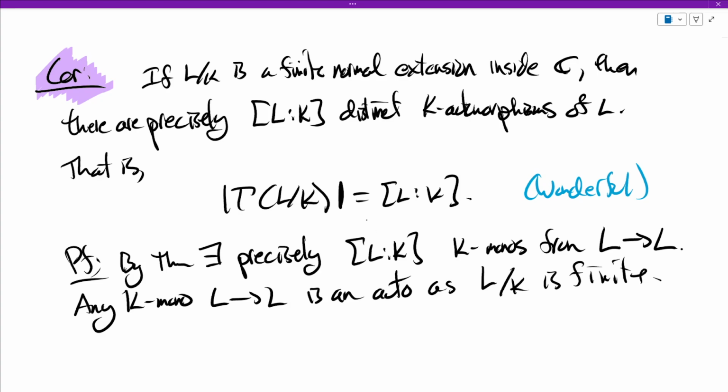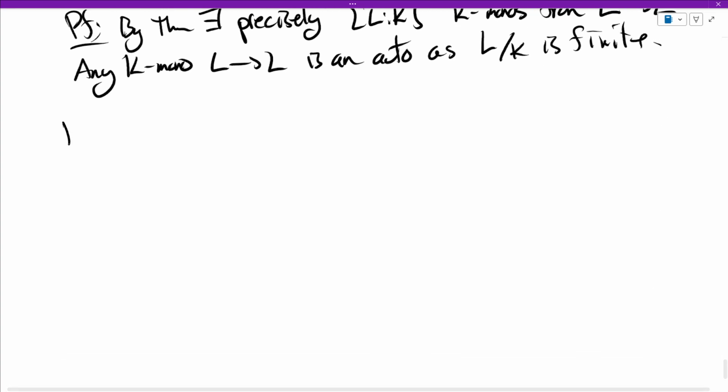And the number of distinct K-automorphisms from L to L, that's just the number of elements of the Galois group. Okay, so that's it. Wow, wonderful.